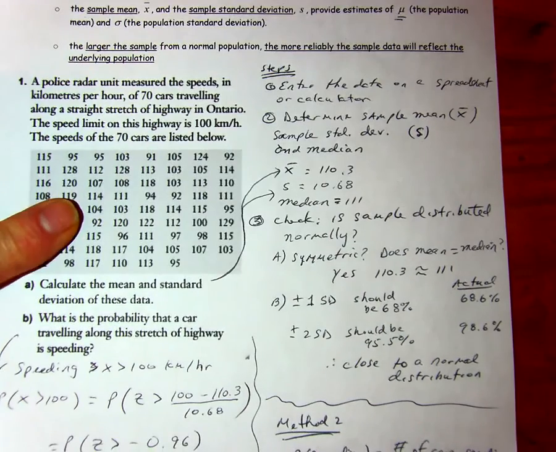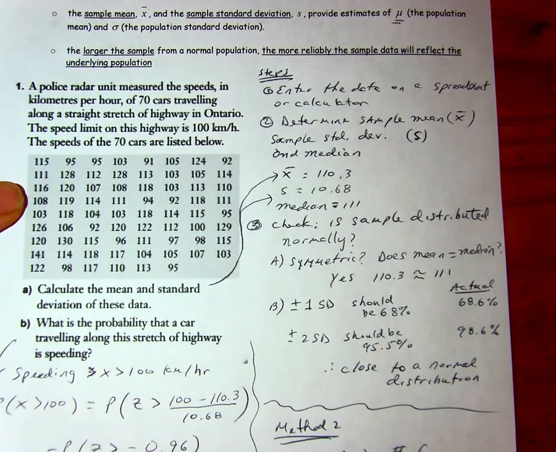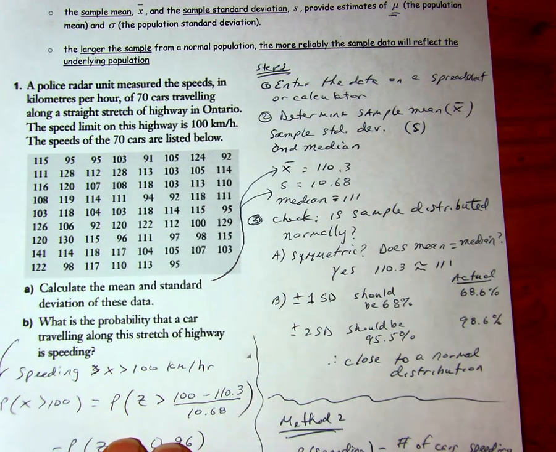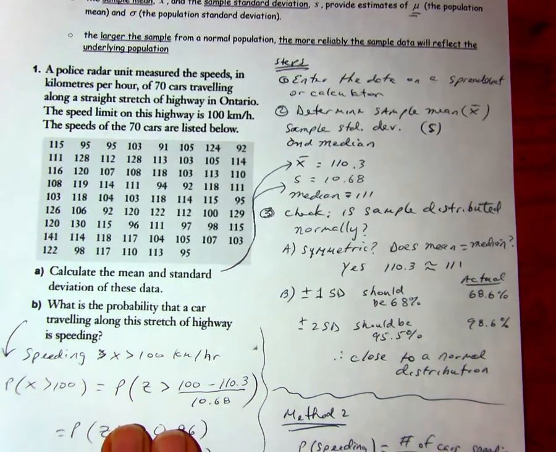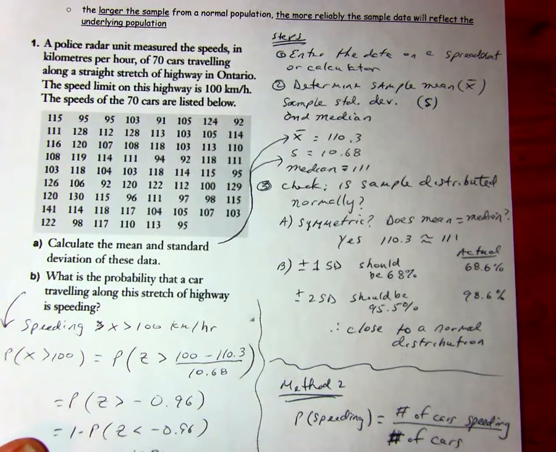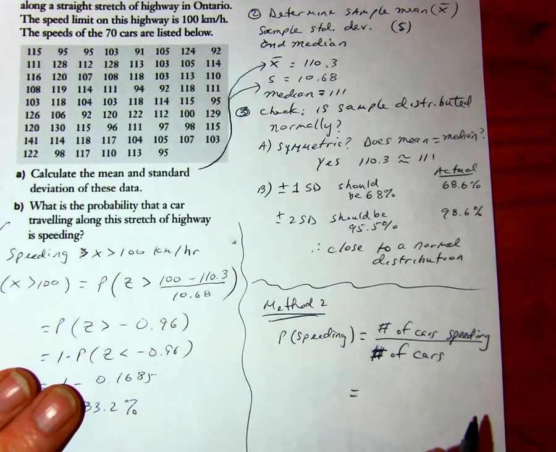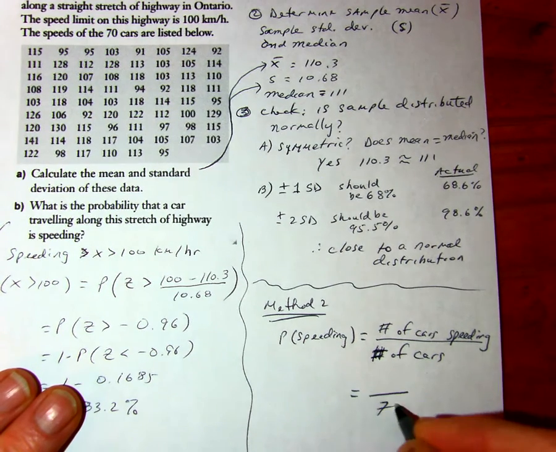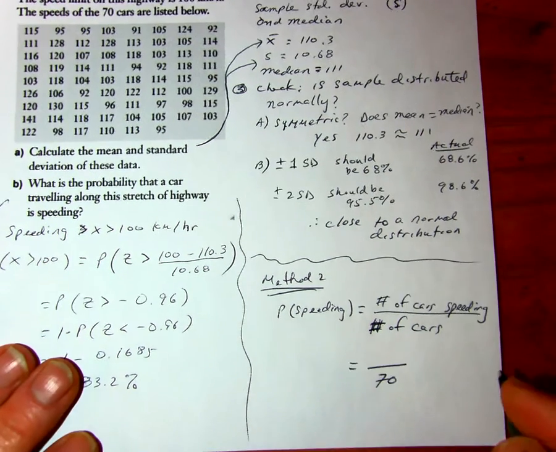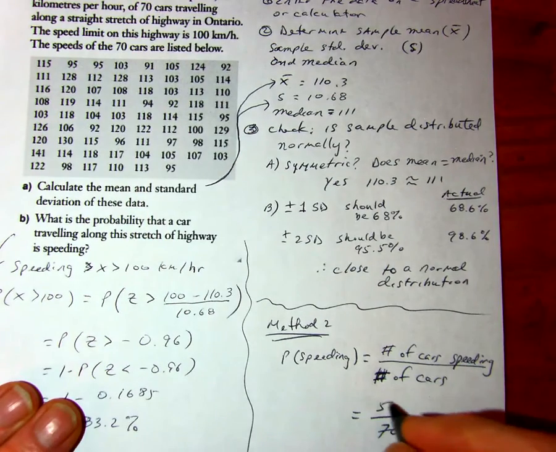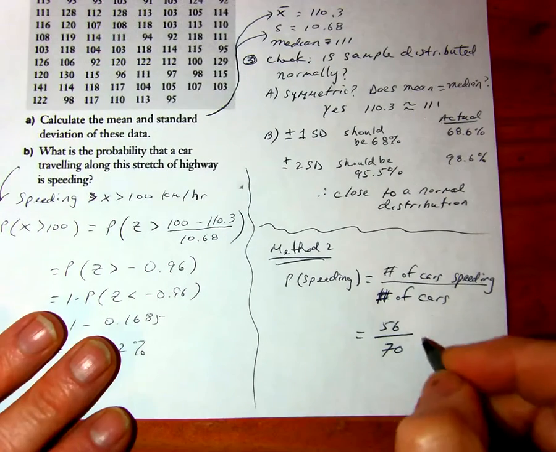How many cars here are speeding? How many of them are going greater than 100? So anything 101 and greater. Does anybody want to guess, just by looking at it, how many you would get? There's 70 altogether. How many of them are greater than 100 out of the 70? Nobody wants to guess? 56. So that equals 80%.